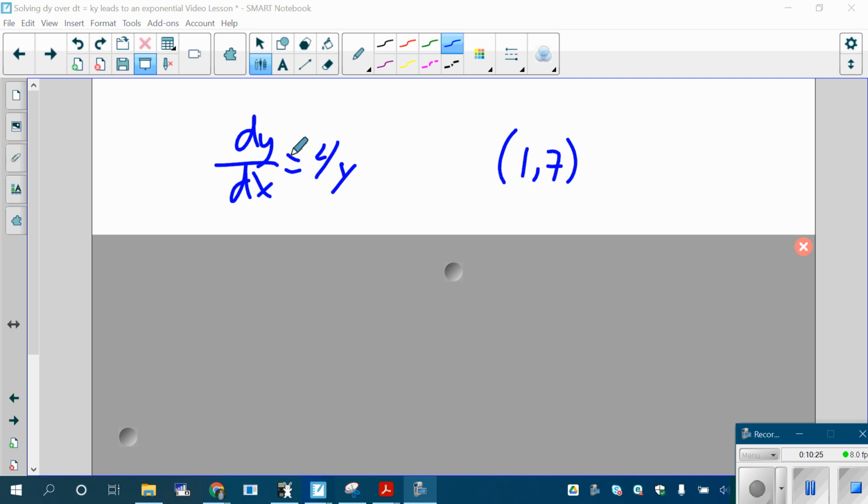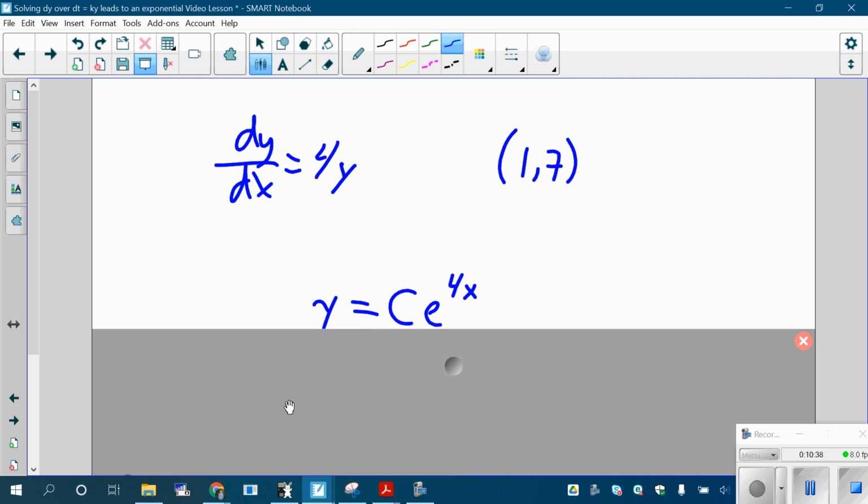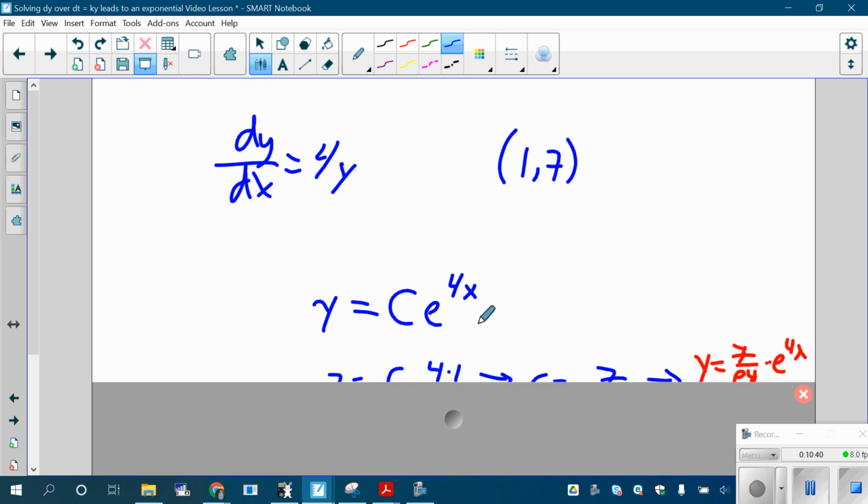dy/dx equals 4y. I walk up to this differential equation and I want to find the particular solution that goes through this point. Instead of separating the variables, I'm just going to say, hey, I know that the solution to this is going to be exponential. It's going to look like this. What's the c going to be?